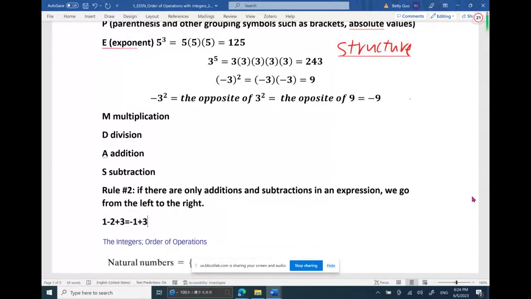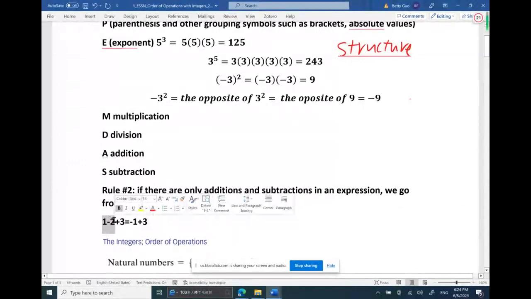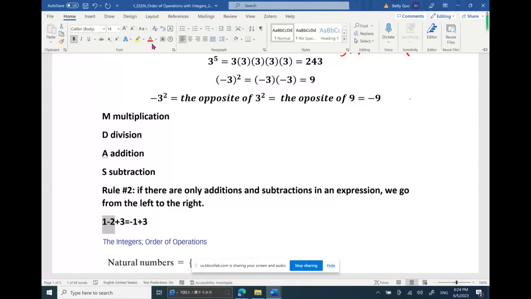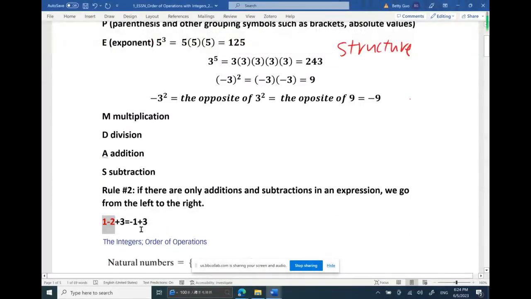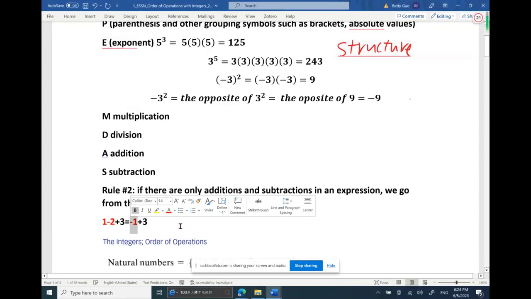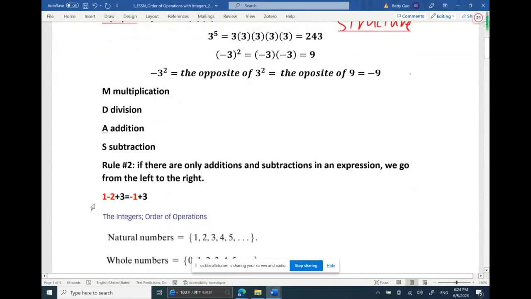We take care of the subtraction, this part, 1 minus 2. Let me see if I can change the color. Change it to red. So the red part gives us this. The first step, we take care of the subtraction because we see the subtraction first from left to right. So 1 minus 2 is -1.